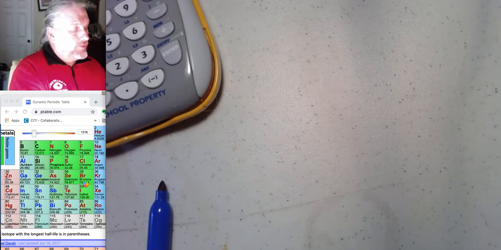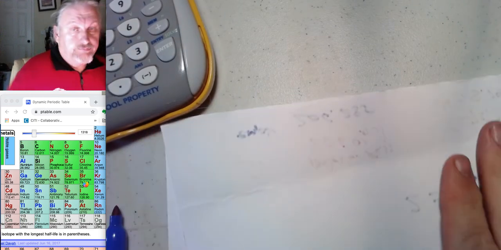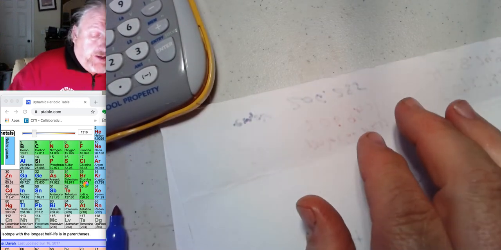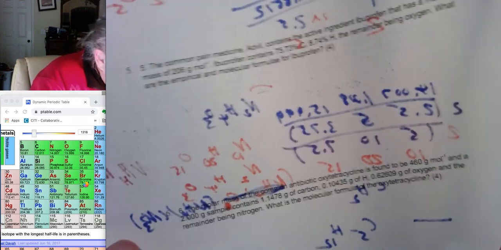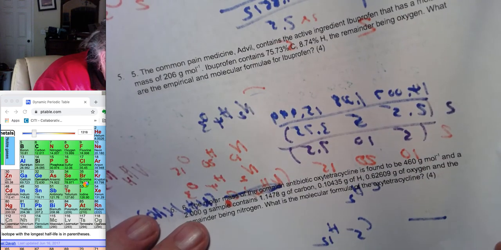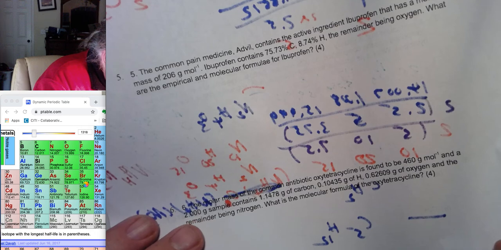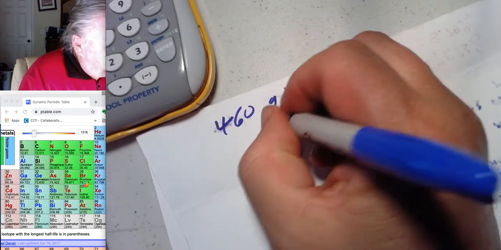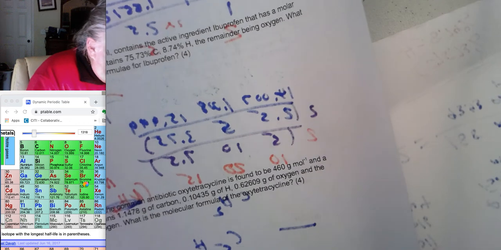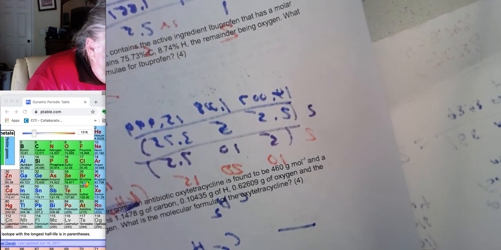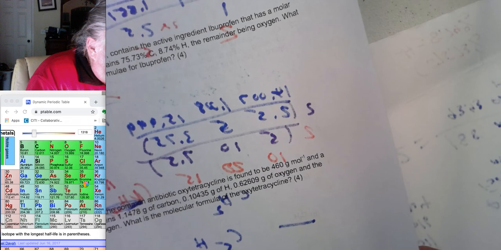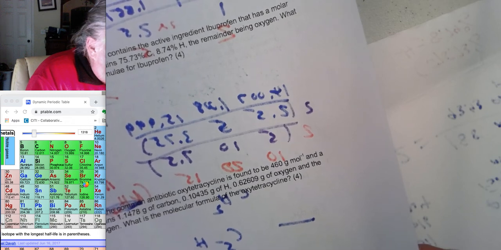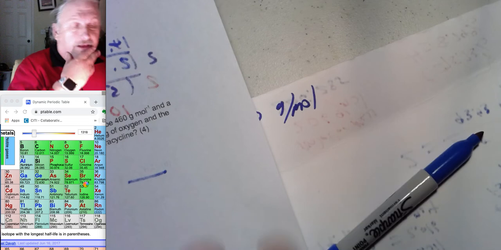I'm going to do one more real quick one. Our last one, actually. All right. The last problem. The molar mass of the common antibiotic oxytetracycline is found to be 460 grams per mole. And a 2-gram sample contains 1.478 grams of carbon, 0.10435. We're going to come back and do that one, okay?